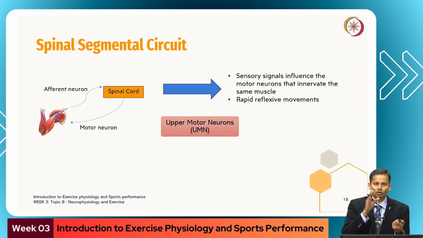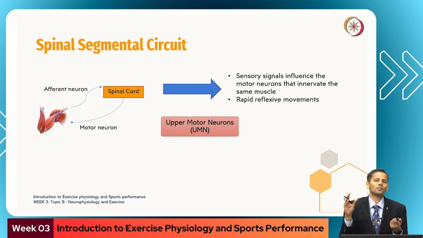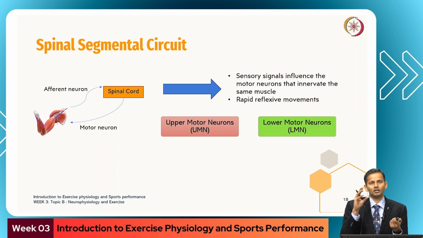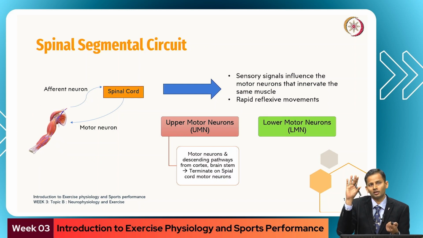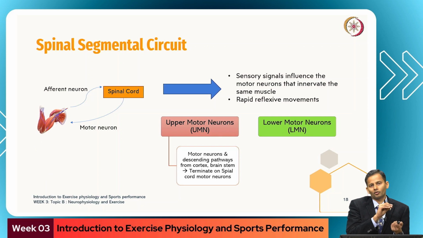The motor neurons again can be divided into upper motor neuron and lower motor neuron based on the origin of the cell body. The upper motor neurons correspond to those motor neurons which originate from the higher centers like the cortex and the brainstem, and then they terminate on the spinal cord motor neuron. So these are called the upper motor neurons. So they originate from the central nervous system, the higher centers, and terminate at the level of the spinal cord.